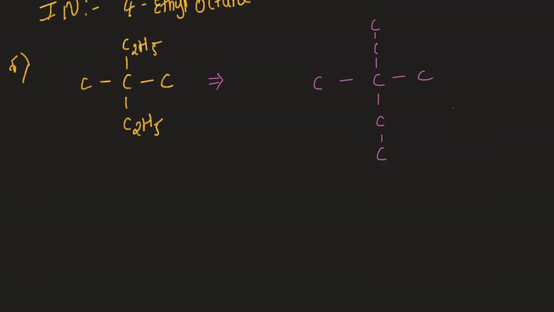What is the first step? Select the parent carbon chain. Do you have a functional group? No. Multiple bond? No. Then what do you have to do? Maximum number of carbons. This one itself is acting as the maximum number of carbons. Which one is acting as our maximum number of carbon chain? Just count and answer me. 1, 2, 3, 4, 5. So 5 carbons are acting as our parent carbon chain.